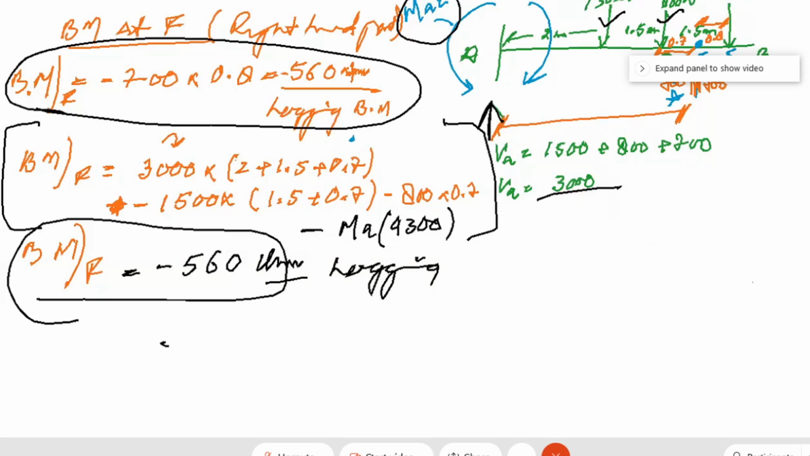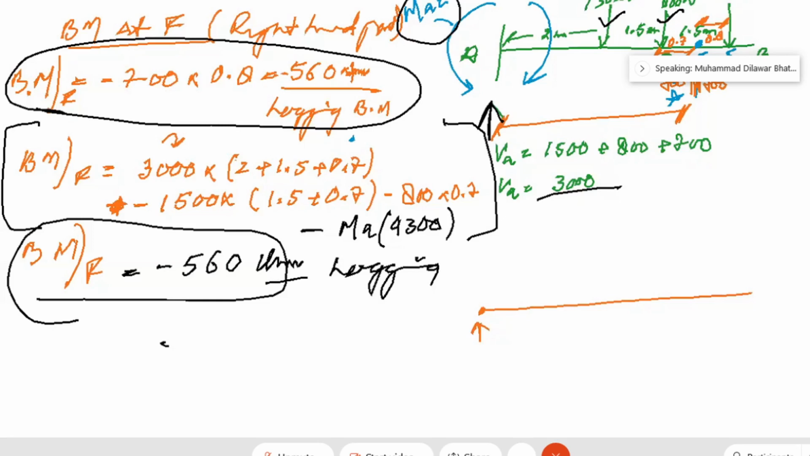See, at point A, how much is the shearing force? Can anybody tell me? How much is the reaction? Reaction is shearing force. Shear force is actually the load perpendicular to the axis.